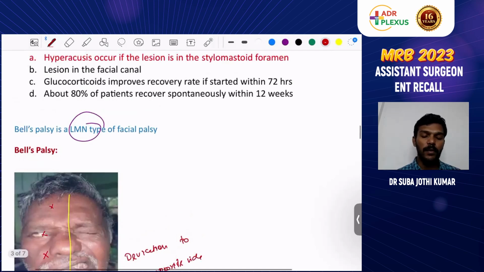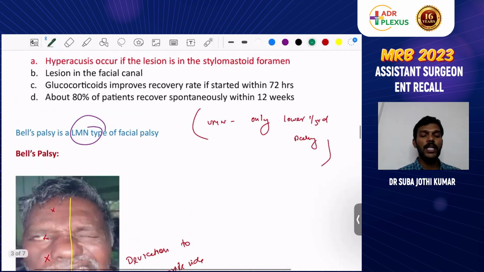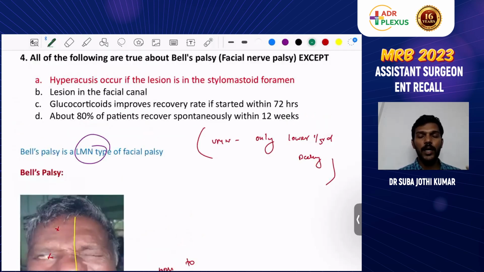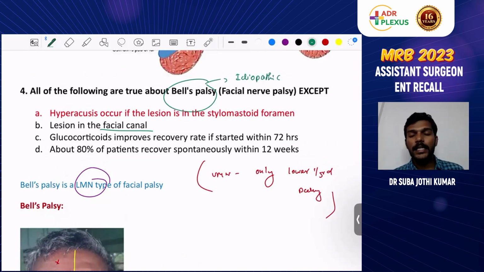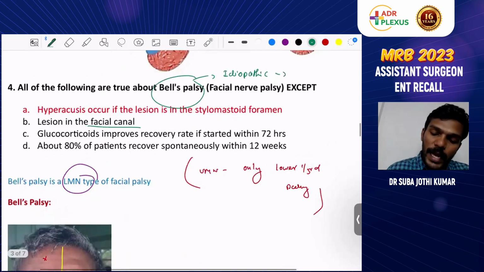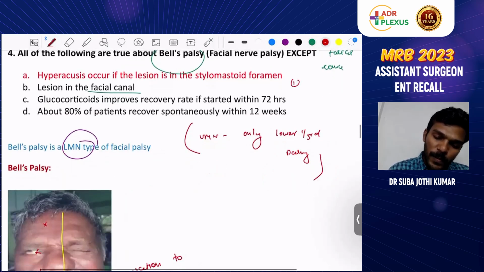LMN means complete involvement of one side. UMN means only lower 1/3 palsy. The upper 1/3 has dual nervous supply, so it is not affected. Only lower 1/3 palsy is the major difference between UMN and LMN. So what is the problem? If it's Bell's palsy, there should be involvement over the facial canal. Studies say that though Bell's palsy is idiopathic, it could be due to HSV, herpes simplex virus, over the facial canal. That's why the treatment of Bell's palsy is steroids and acyclovir. You could start with steroids.